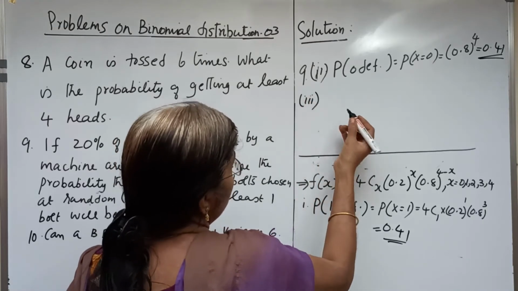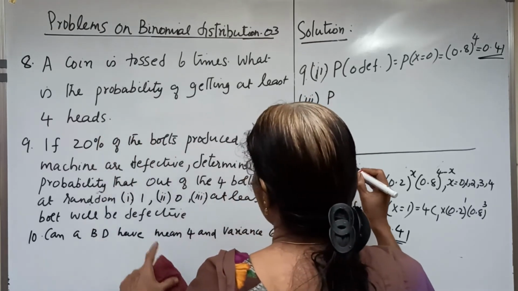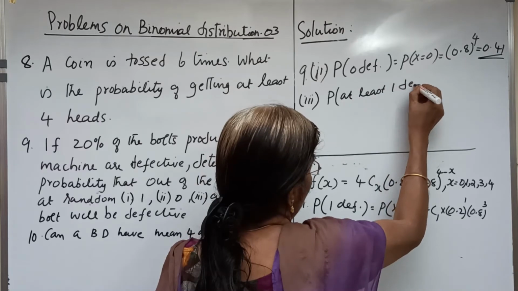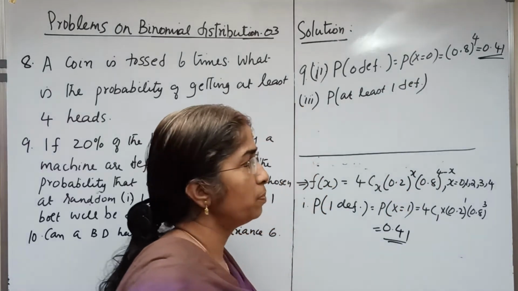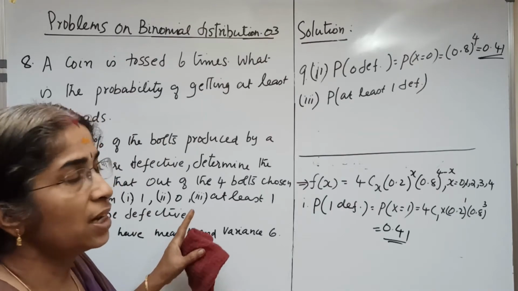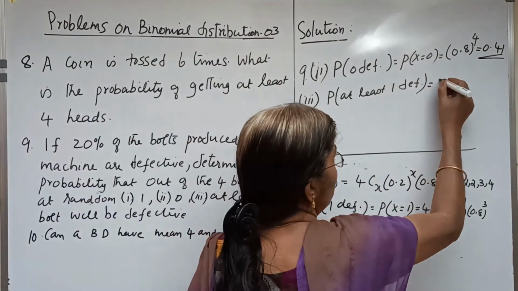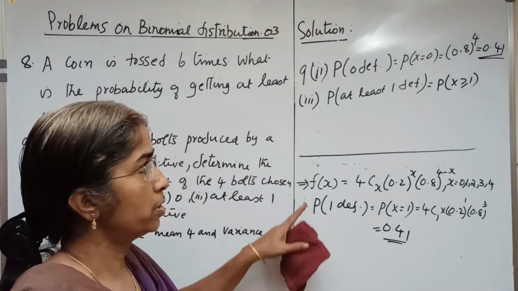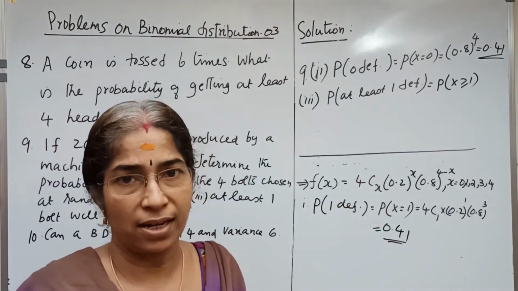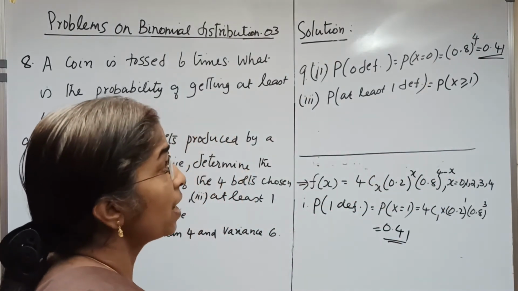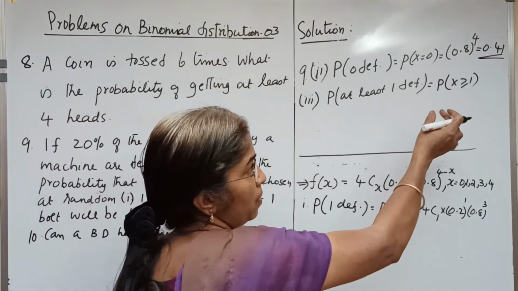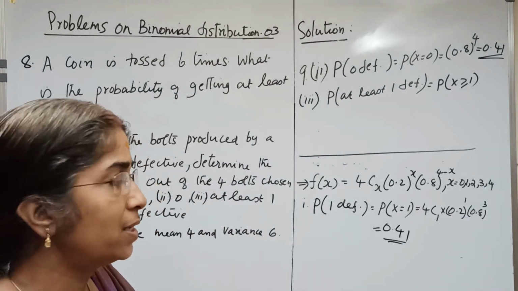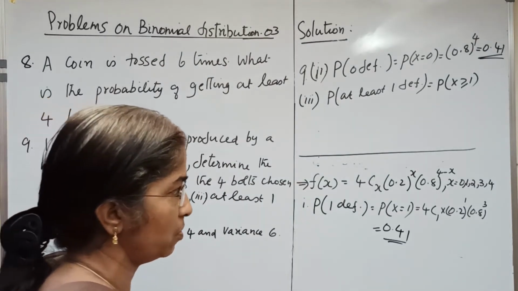Now part 3. It is the probability of at least one defective. You have to consider this event, at least one defective. At least one defective means minimum one is defective. That is, the required one is x greater than or equal to 1. That is probability x equal to 1 plus probability x equal to 2 plus probability x equal to 3 plus probability x equal to 4.